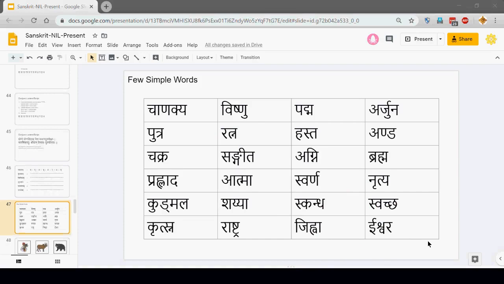Chanakya, Vishnu, some person's name. There are meanings also, but we'll come to that later. Padma is lotus, flower. Arjuna is also some person's name, but it also means silver. And Putra is son, like S-O-N. Ratna is diamond. Okay, next one.